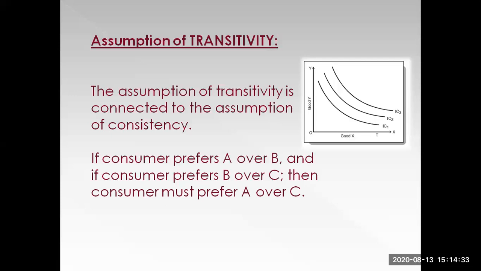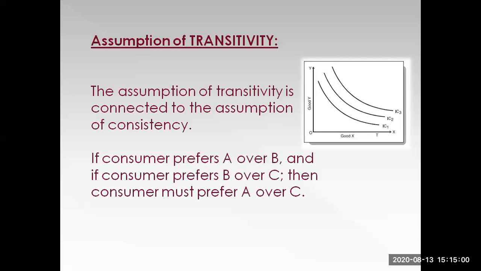You see, A gives me more satisfaction than B, and B gives me more satisfaction than C. So B is better than C, and A is even better than B. So obviously A will be better than C. This is what I mean by the assumption of transitivity. So this assumption of consistency and the assumption of transitivity are very interlinked with each other.